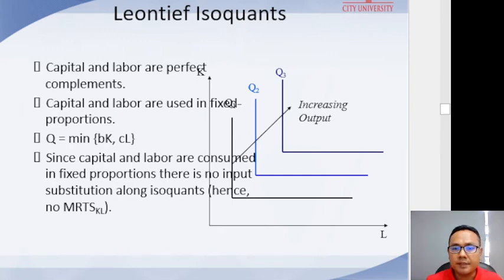The Leontief production function, on the other hand, implies isoquants that are L-shaped, as you can see from this figure: Q1, Q2, and Q3. In this case, inputs must be used in fixed proportion. So the manager cannot substitute between capital and labor and maintain the same level of output. For the Leontief production function, there is no MRTS because there is no substitution among inputs along an isoquant.